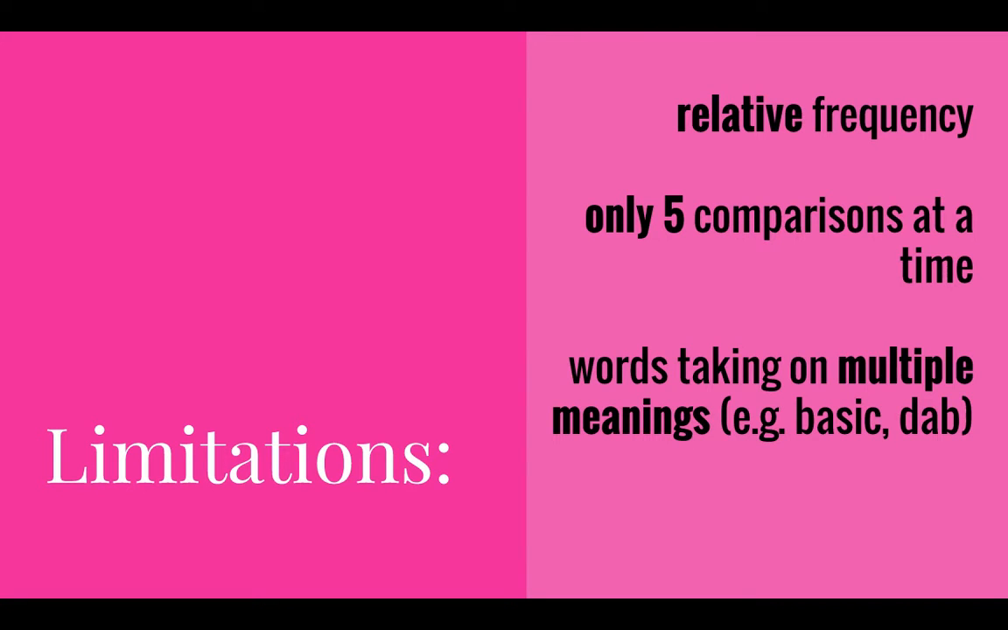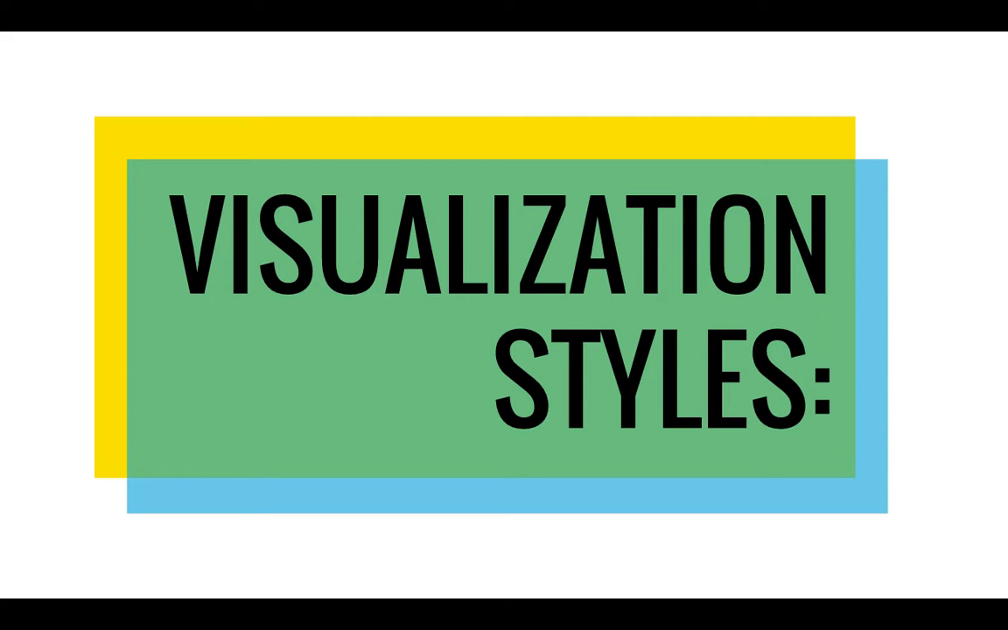We also had an issue with words taking on multiple meanings. For example, the word basic is both a slang term and a term that's used in everyday language, and same with dab, it's both a dance move and a movement. And then another issue is that trends only date back to 2004, because that's how old Google Trends is. So we couldn't really use slang words from the 70s or 80s, which would have been fun as well.